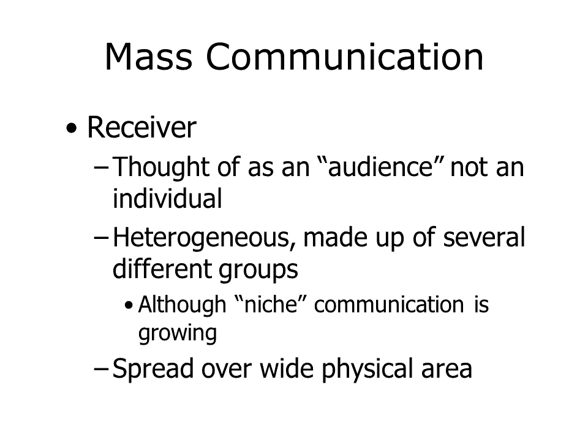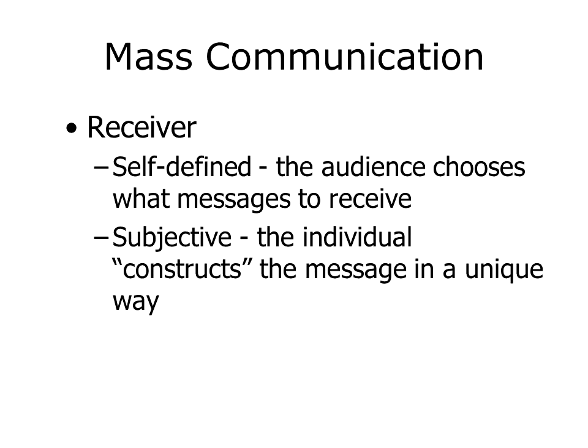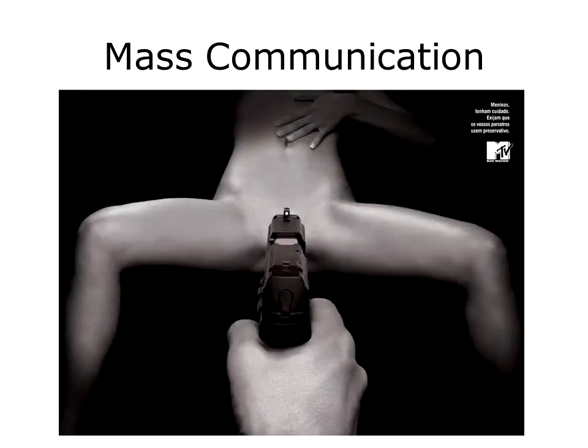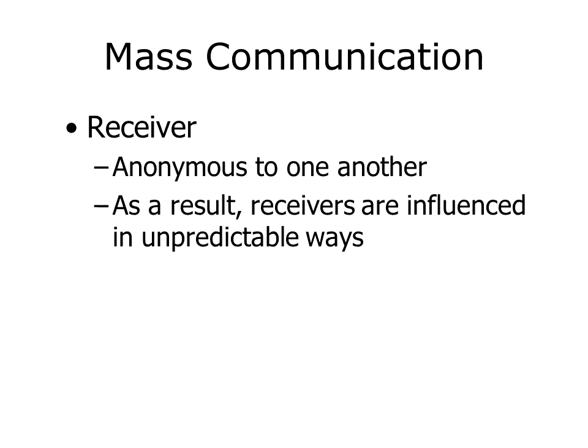And in mass communication, the receivers are heterogeneous. They're made up of several different groups. Although niche communication to narrow groups of people is growing. The receivers are spread out over a wide physical area, and they're self-defined. I choose what messages to receive. And mass communication is very subjective. Each individual constructs the message, decodes, in a unique way. The receivers are anonymous to one another, and as a result, receivers are often influenced in unpredictable ways.